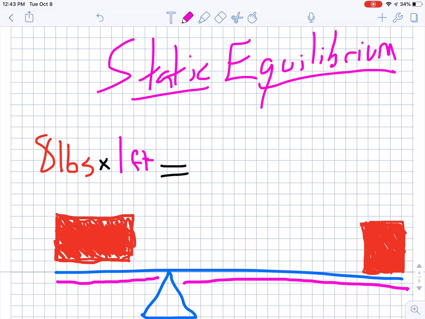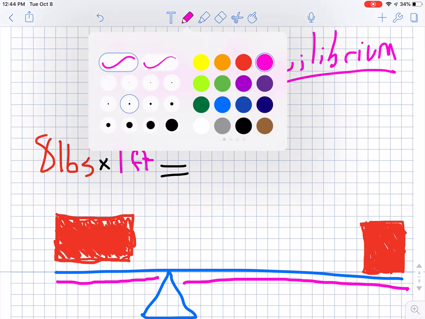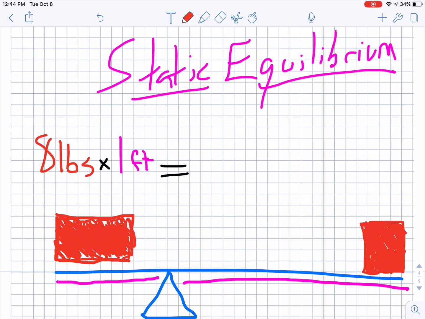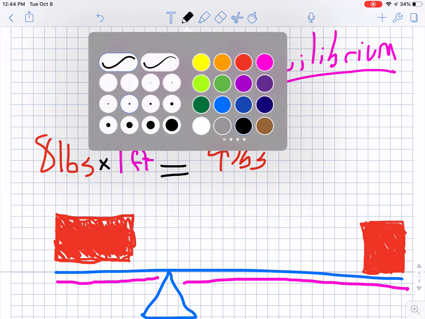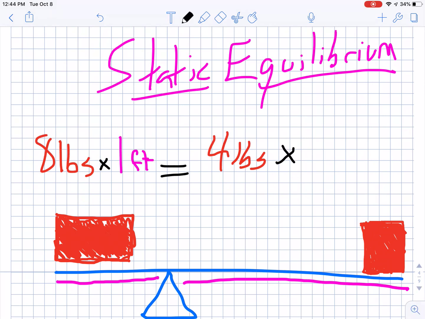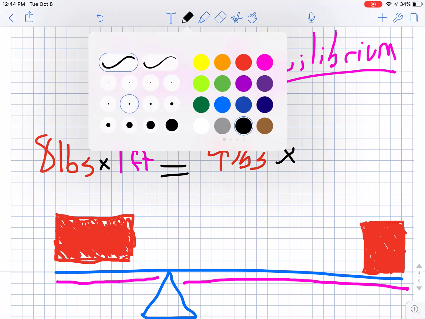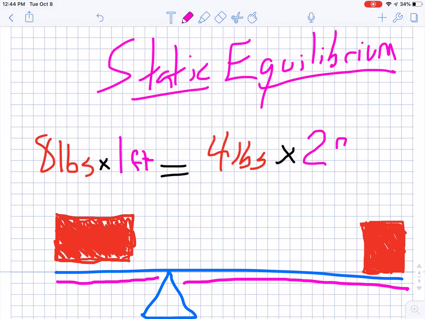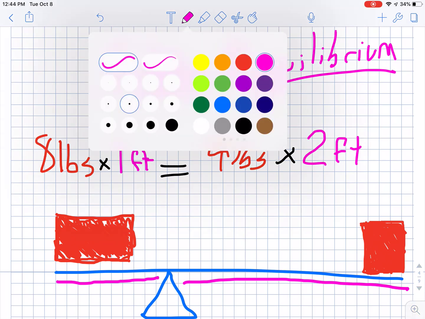Okay. And on the right-hand side, I said that the line was twice as long and the mass weighed half as much. So let's see, what if we went back to red and we said we were 4 pounds, right? Because we said that was half. Times, and I said it was twice as long, so let's say that that's 2 feet long. And I hope that you're understanding what I'm trying to say here.